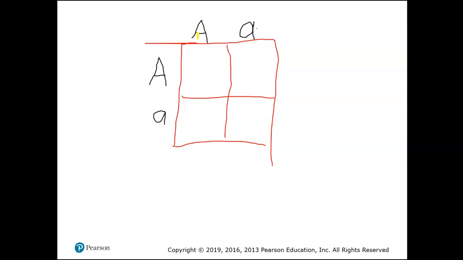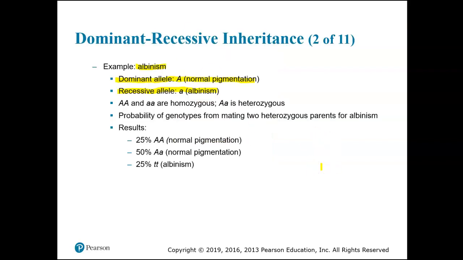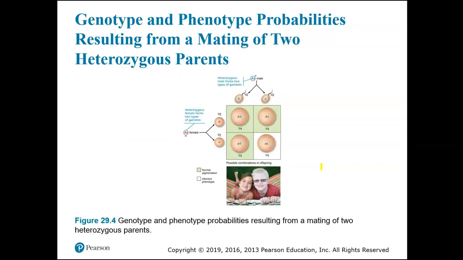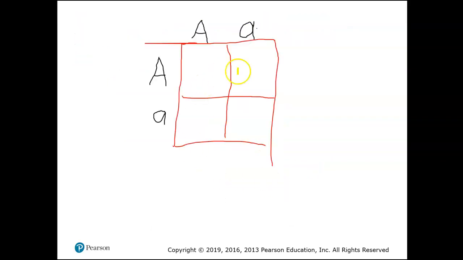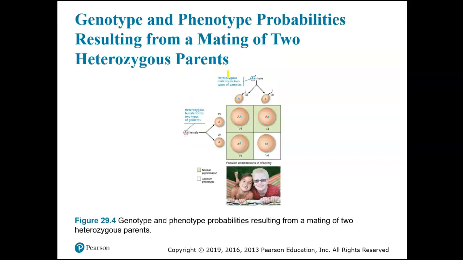So, for example, the father's alleles are above the columns, and the mother's alleles are beside the rows. Both of them are heterozygous, so they each are big A, little a. Now you can combine them. So, for example, in this first box at the top left, you'd have big A, big A. And now we can look at the Punnett square that's already done.